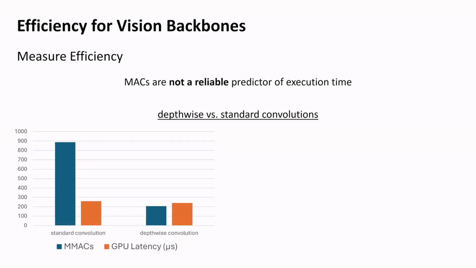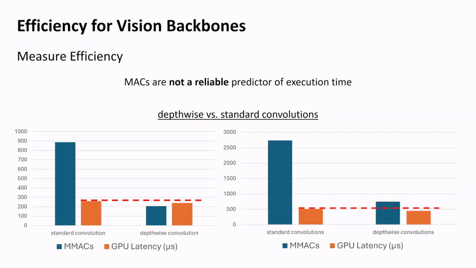We compare their MACs and GPU latency. Both have a similar GPU latency, but the standard convolution features 4 times as many MACs. We can see that depth-wise convolutions execute MACs far more inefficiently. On the right side, we repeated this experiment with a different model configuration. The imbalance between MACs and execution time persists.